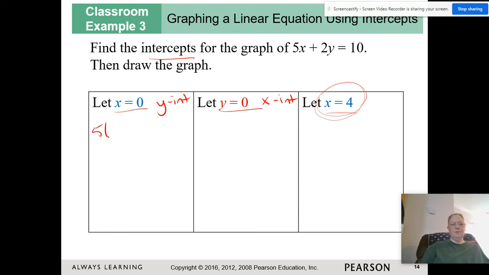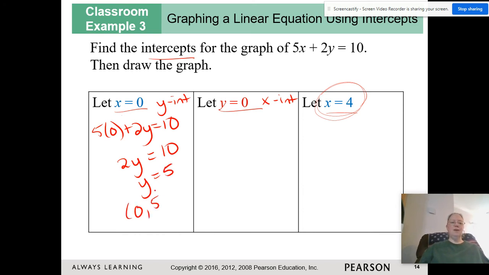So we have 5 times 0 plus 2y is equal to 10. So we have the point 0, 5. This is going to be our y-intercept. And plug in y equals 0. And we get x is equal to 2.